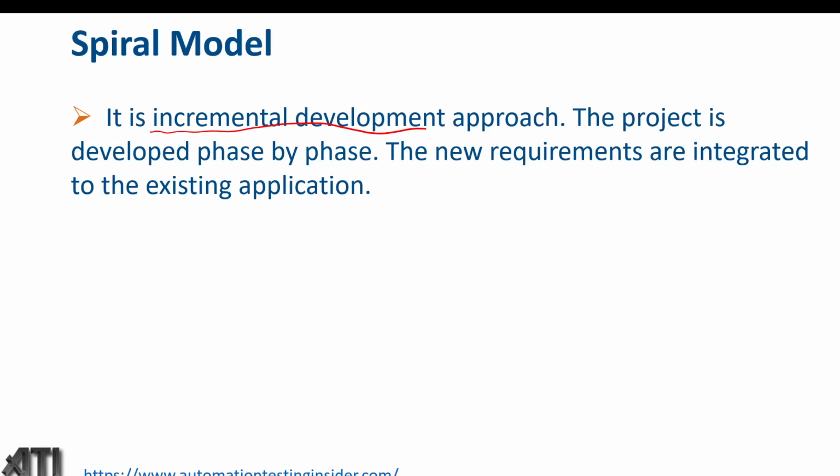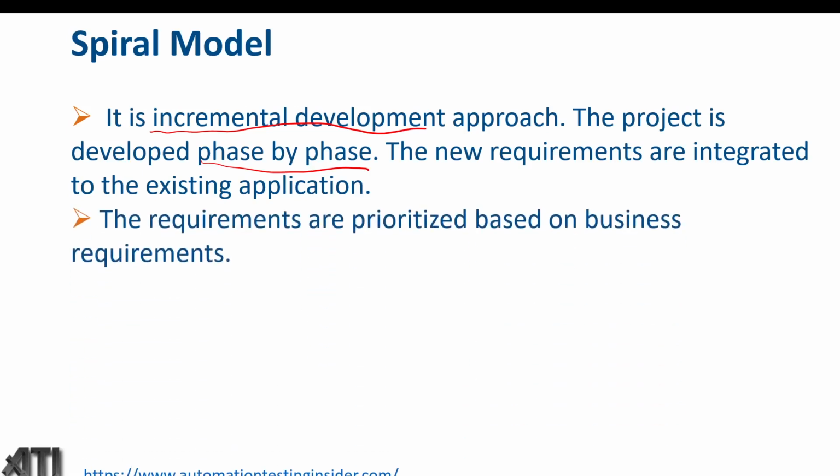You have seen in the iterative development approach that we develop the product based on the requirements. We prioritize the requirements and we develop module wise, module 1, module 2, like that. So that's why it is called incremental development approach. The project is developed phase by phase. Phase by phase, the new requirements are integrated to the existing application. As I discussed, in module 1 we have certain requirements, and then in module 2 we'll add some more requirements, and so on. The requirements are prioritized based on business requirements.